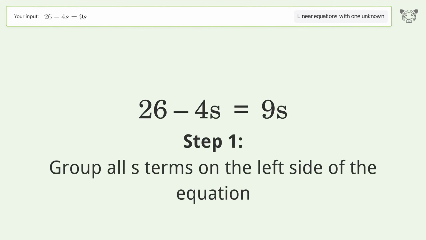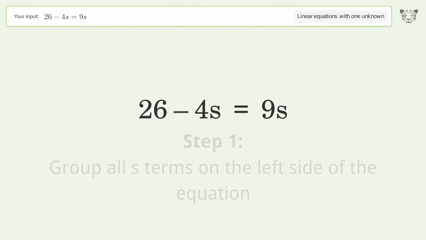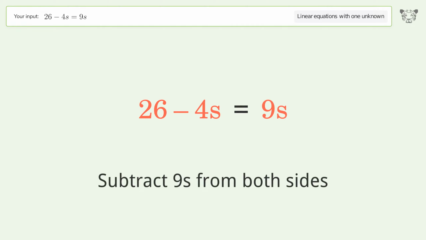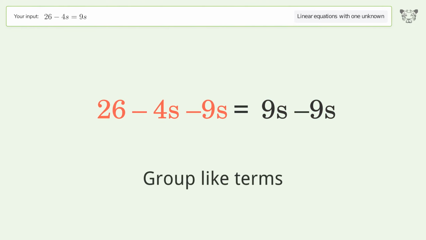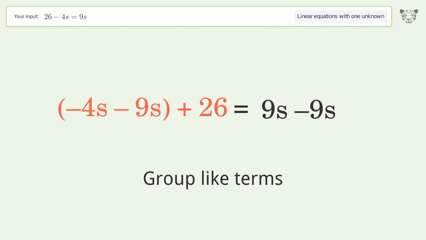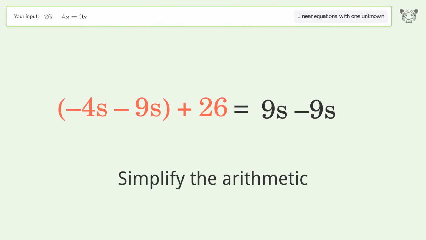Group all s terms on the left side of the equation. Subtract 9s from both sides. Group like terms. Simplify the arithmetic.